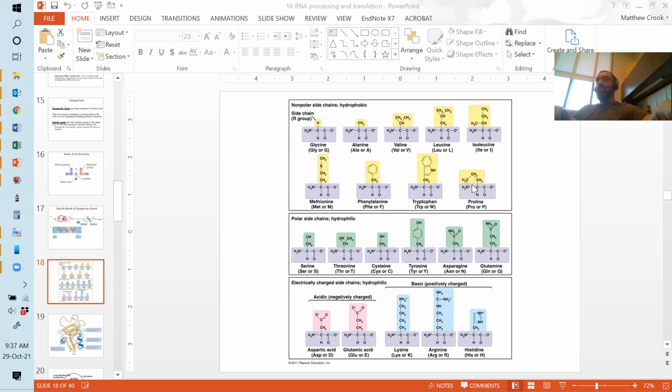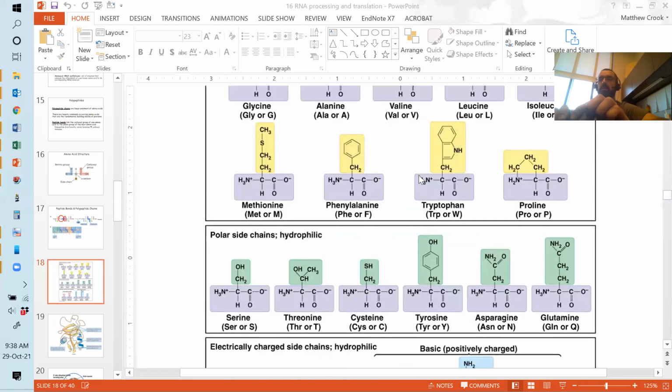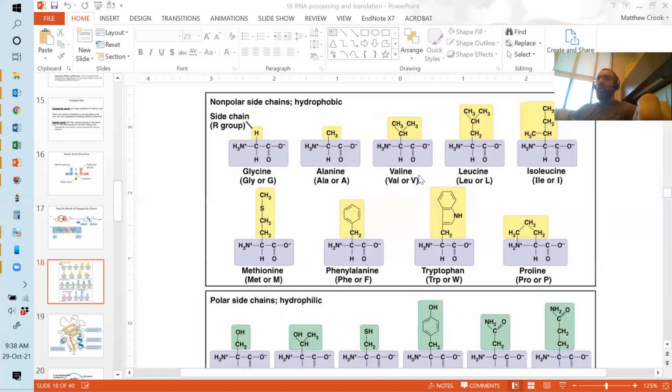Right. So whether or not they're hydrophobic or hydrophilic is very, very important. Right. And so in terms of hydrophobic, all of these ones in yellow up here are hydrophobic, right? So none of these, let's blow them up a little bit, like water. And they don't like water because they have no polar bonds, right?